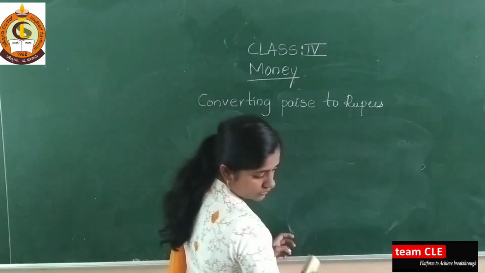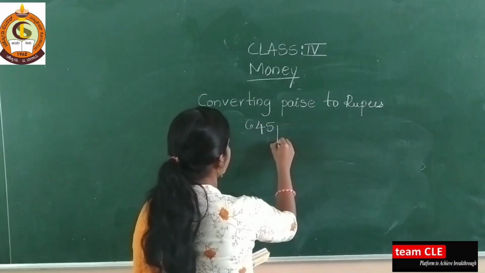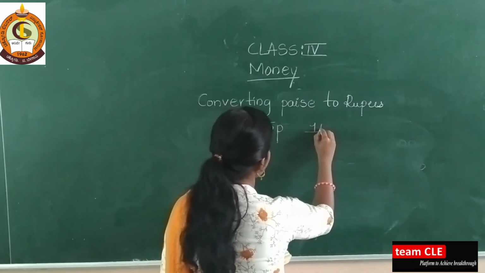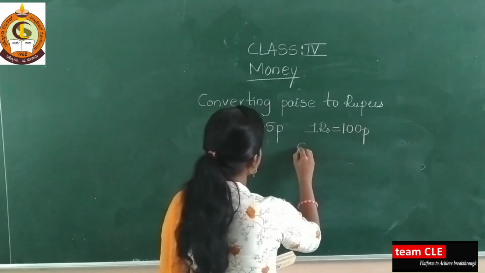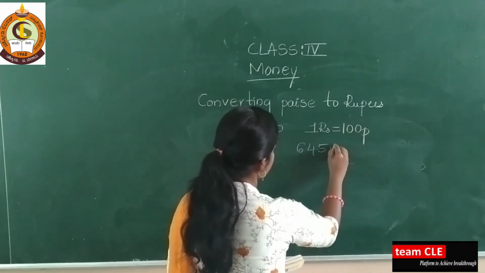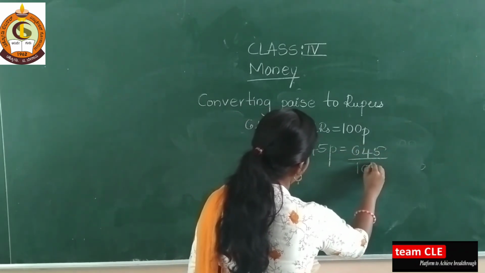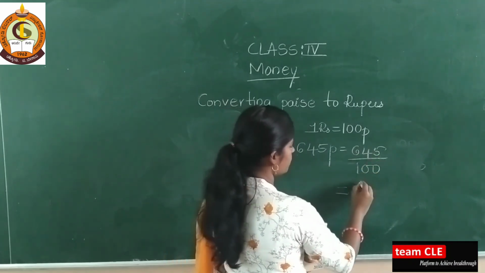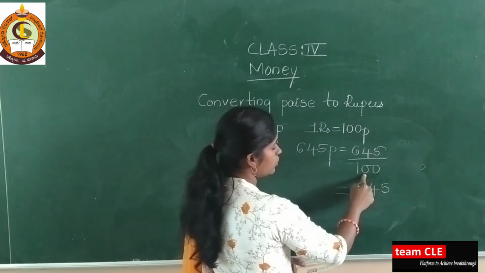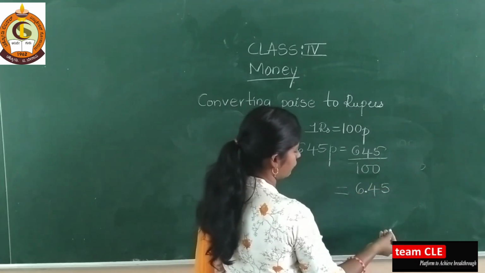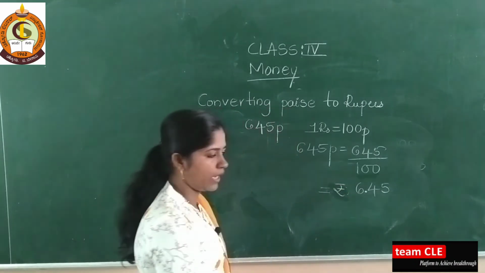So let us take one more example. I will take 645 paise. Here also same procedure. 1 rupee is equal to 100 paise. Then 645 paise is equal to 645 divided by 100. So you keep the numerator as it is, 645. After how many digits? 2 digits. Okay, 6.45 rupees. So if you are writing rupees, 6.45 rupees.